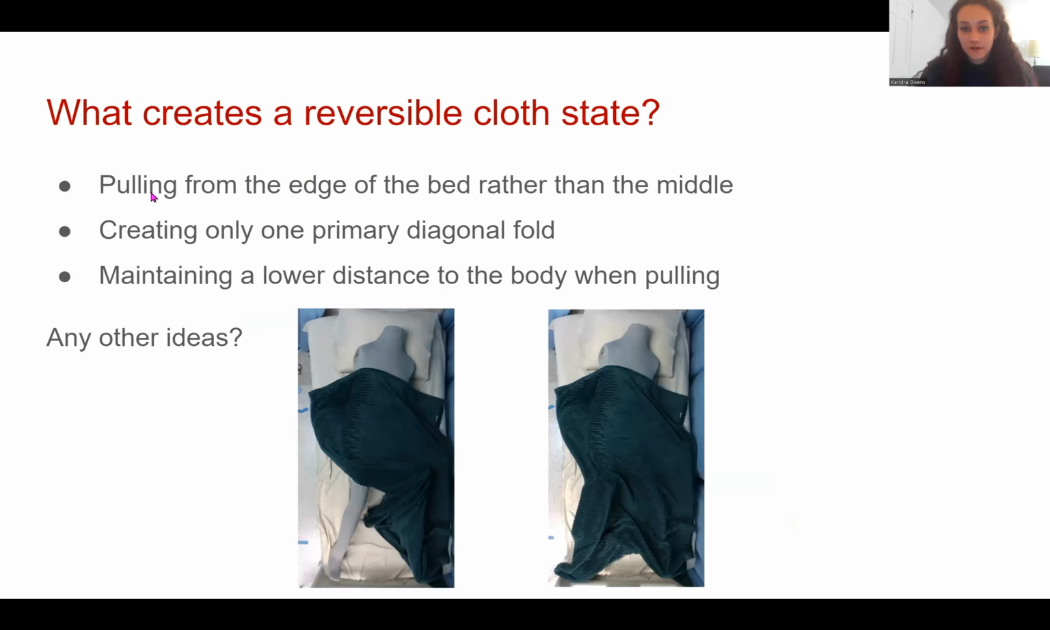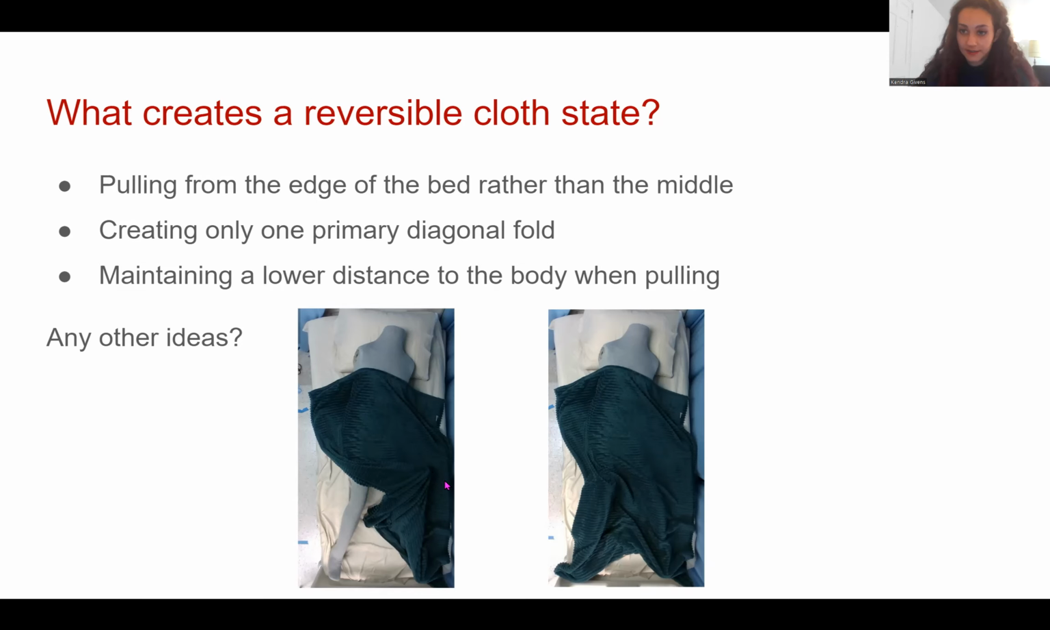And then what creates a reversible cloth state? We also tested this in lab to try and get some ideas about it. And we found that pulling from the edges of the bed tends to be better than pulling from the middle. If you pull from the middle of the cloth here, you can imagine it's going to get very self-occluded and kind of folded in on itself. Whereas if you pull from the edges, it creates a nice diagonal fold, and it's easy to reverse.